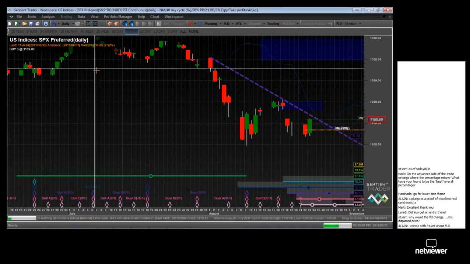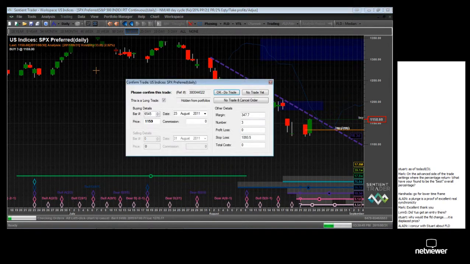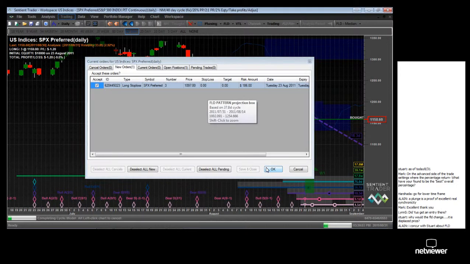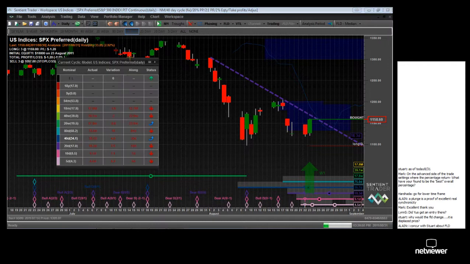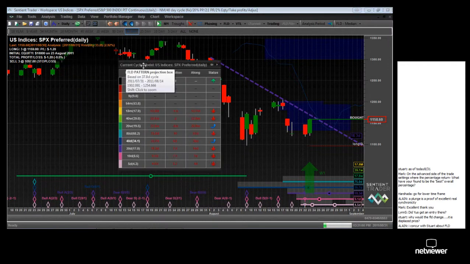Stuart, why would the FLD change its displaced price? Okay, and Elaine concurs with Stuart. There are two different measures, I need to wait for the analysis to complete. There are two different lengths that we talk about, and you'll often hear me saying, when I talk about the 40-day cycle, okay, Sentient Trader asks to confirm the trade. Let's say yes, and there's a stop loss level. Let's view our model panel.